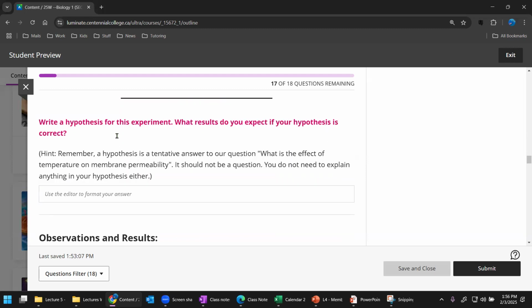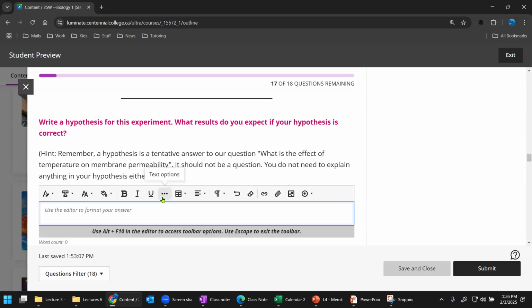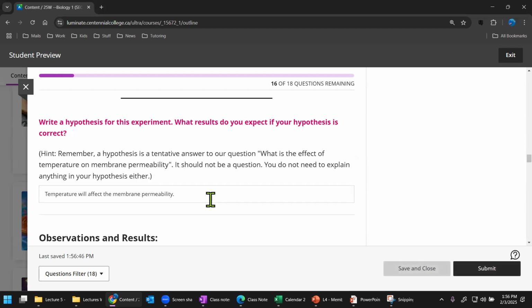Pretty straightforward. Hypothesis. Remember, a hypothesis is a tentative answer, so you don't have to explain anything. You don't have to explain why you think the temperature will do this or that. You just have to state it. Now, people sometimes write the hypothesis like this: temperature will affect the membrane permeability. And then they won't get full marks for this.